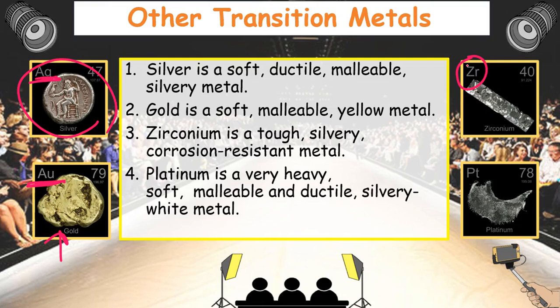You can also see platinum, and again, other transition metals as well. But platinum is going to be a very heavy, soft, malleable, and ductile silvery white metal. Okay, folks, it's going to come from the Spanish word platina, which means little silver, because it was first known as an unworkable silver-like metal, which was found along some gold deposits until people started realizing its value.